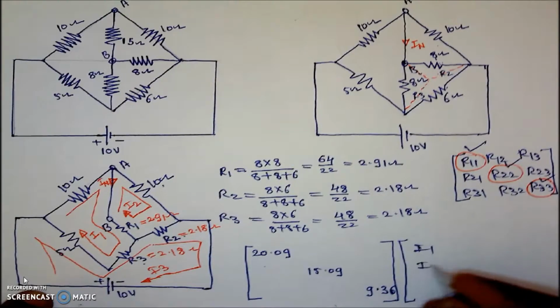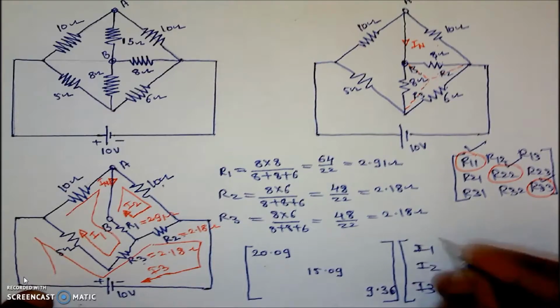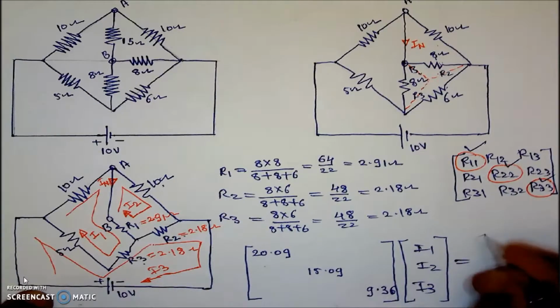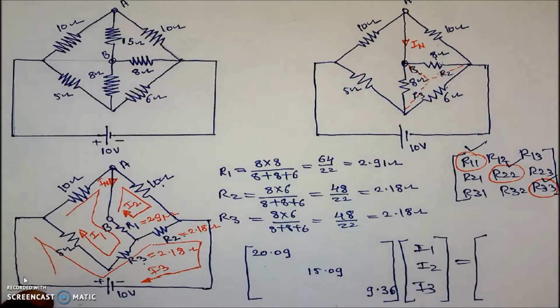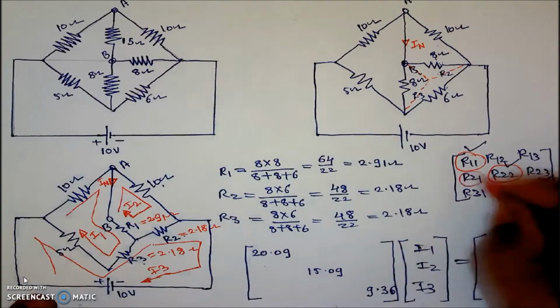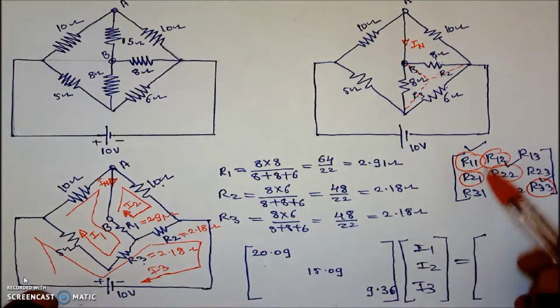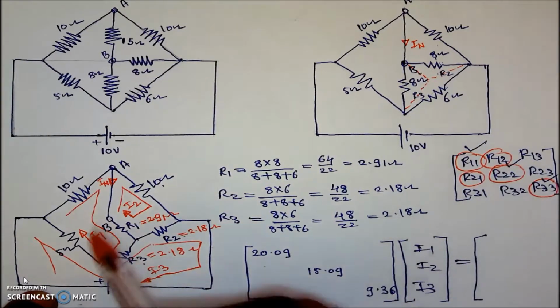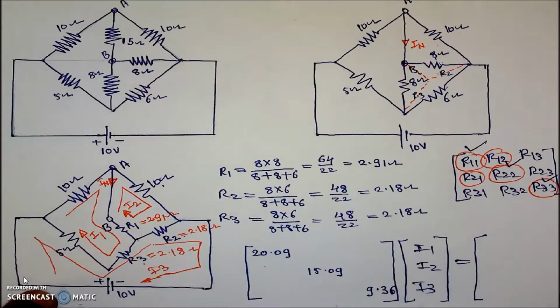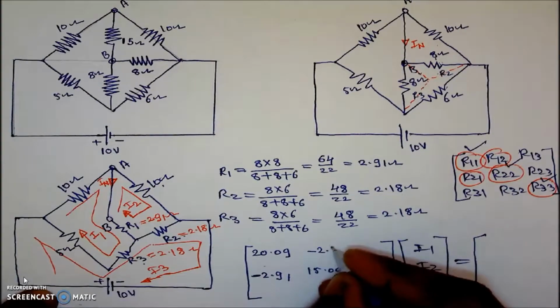Now we know the diagonal elements, and in this method only the diagonal elements are positive and all remaining elements are negative, and these are multiplied by the unknowns I1, I2, I3, which is equal to constants. Secondly, we will calculate R12 or R21, which is the resistance between loops 1 and 2. The common resistance is 2.91 and that value will be negative, minus 2.91.